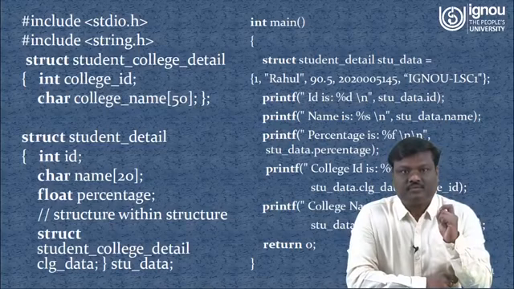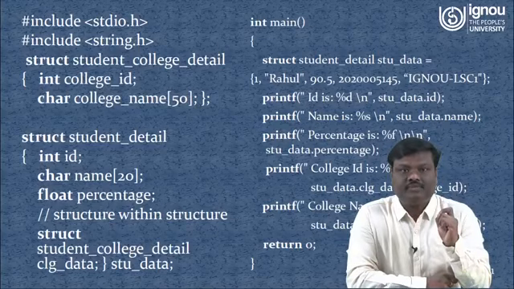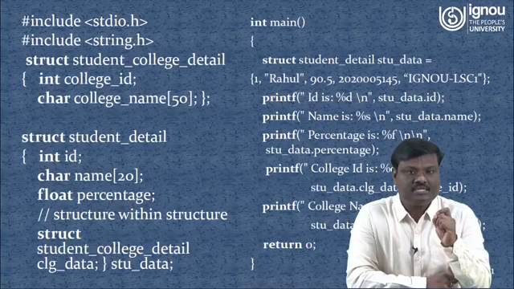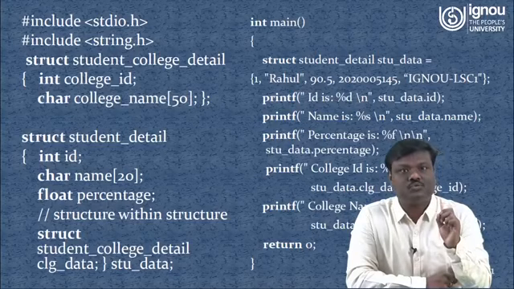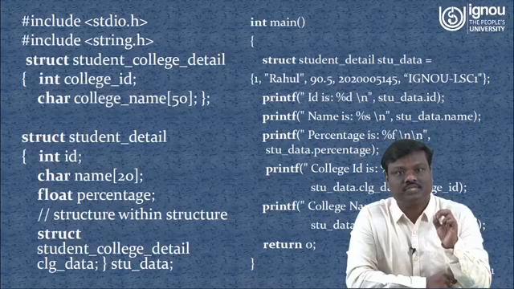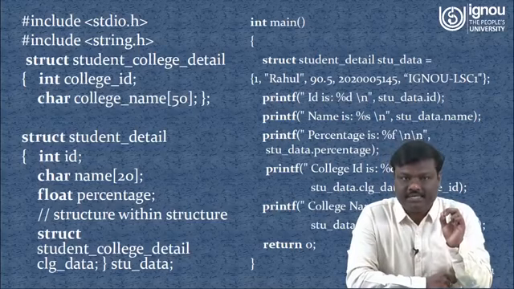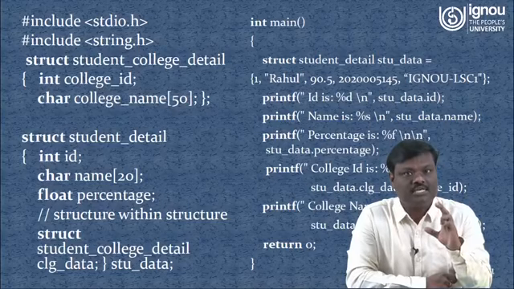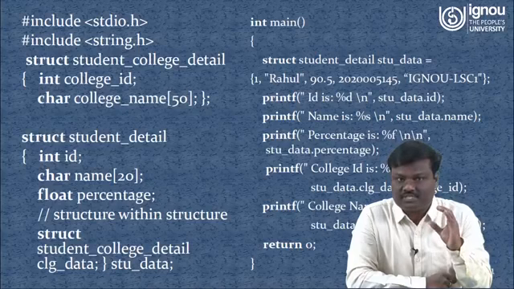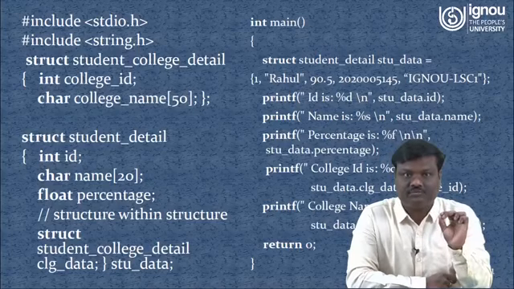So just see here a simple example given over here. The complete program is written here, includes then student college detail. Here you can see one structure is student_college_detail. So in that structure the members are college ID, college name. Just remember, only college ID, college name. This is wrapped up, or put as one structure, college ID, college name.